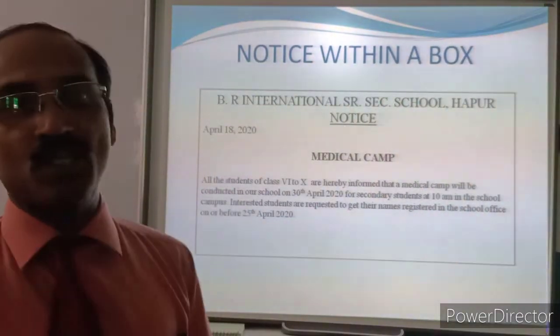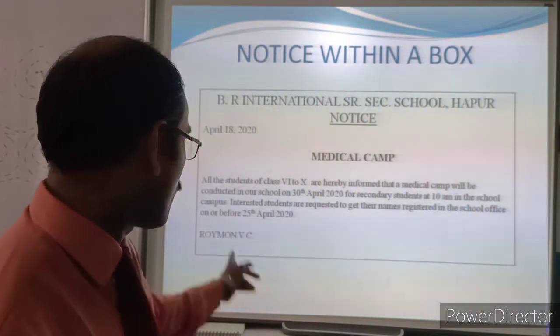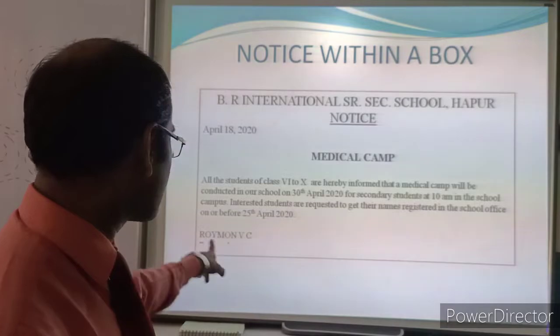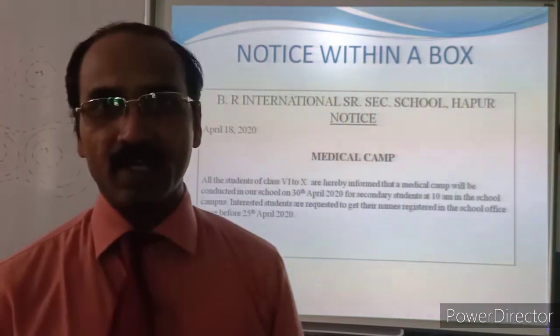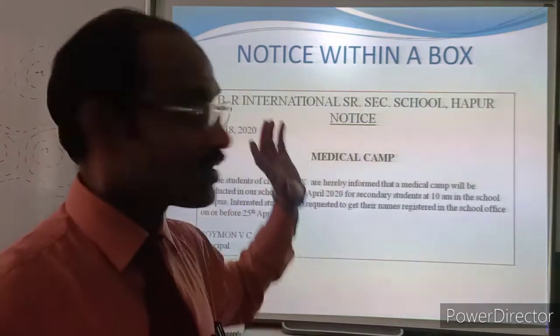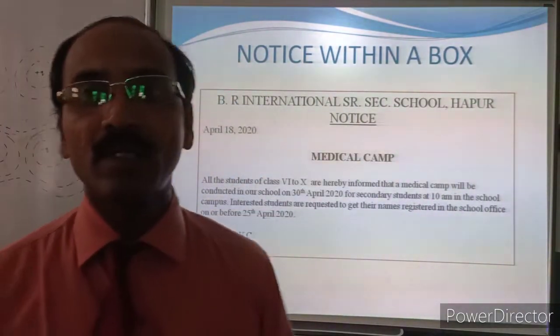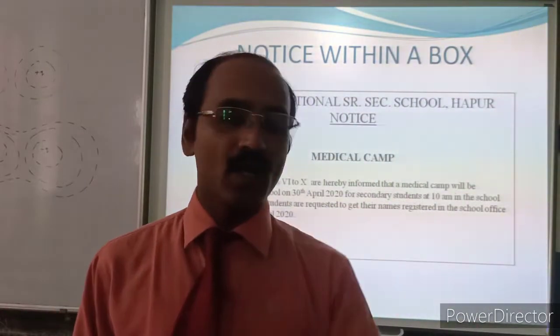Interested students are requested to get their names registered in the school office on or before 25th April 2020. Then who is issuing: Principal, Roymond VC, and the designation, Principal. Okay, this is one example for you. So whenever you are making a notice, it should be in a box.